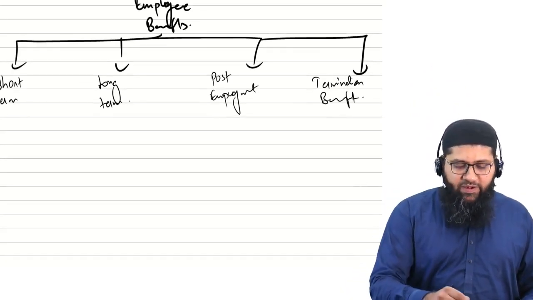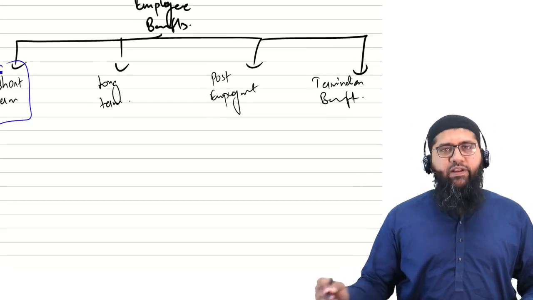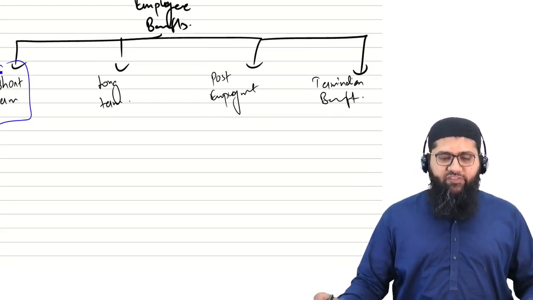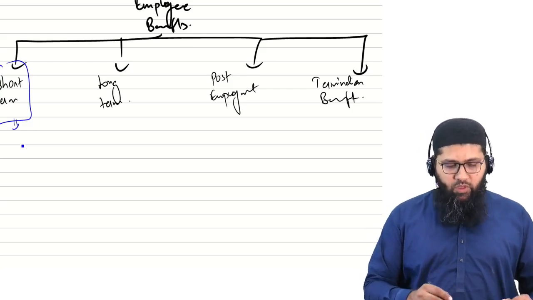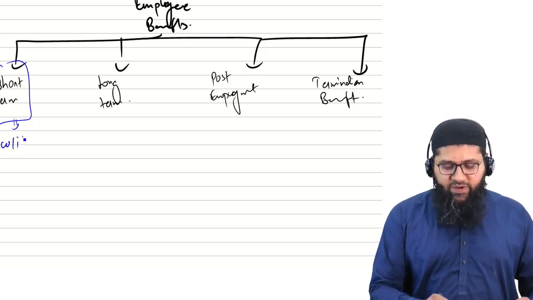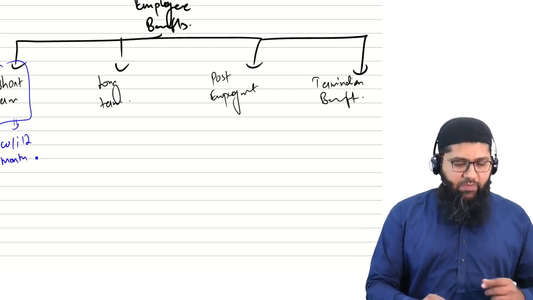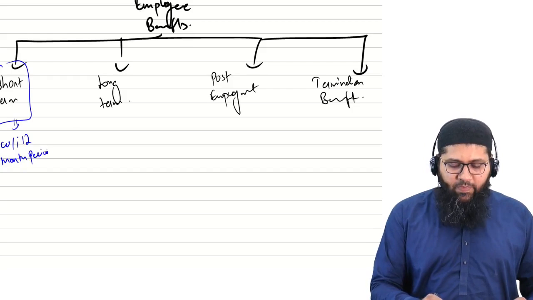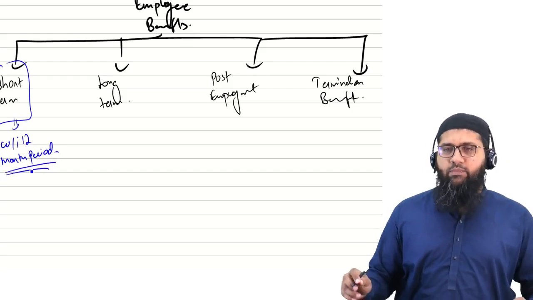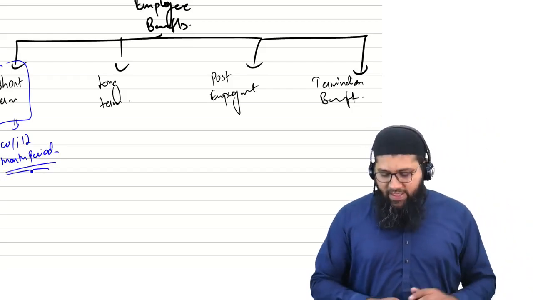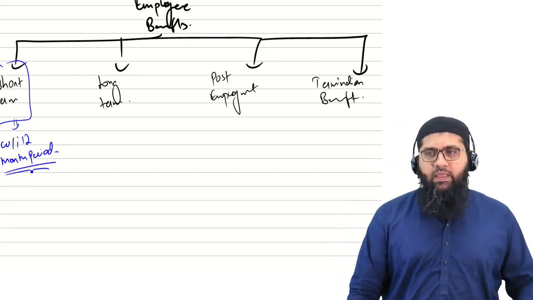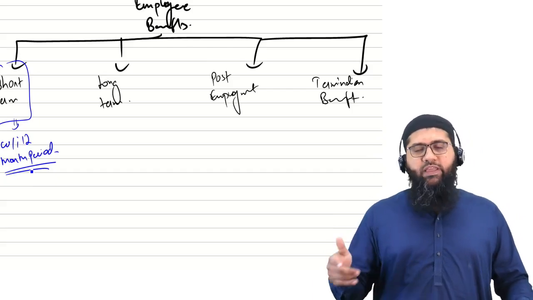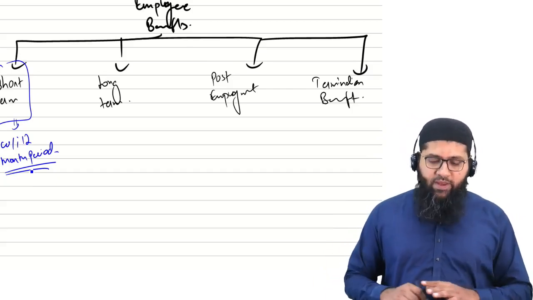Now, what are these different types of employee benefits? Let's have a bit of a discussion on them. The first type is termed short-term employee benefits. What are these? Anything you provide to the employee which is payable within a 12-month period is going to be considered a short-term employee benefit. If those benefits are payable within a period of 12 months, they are short-term employee benefits.